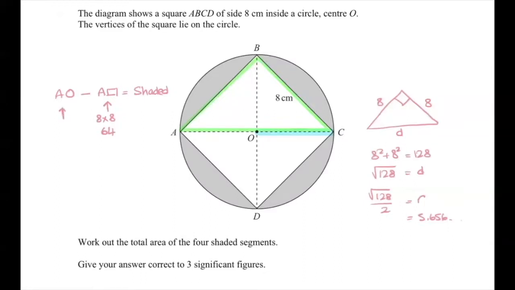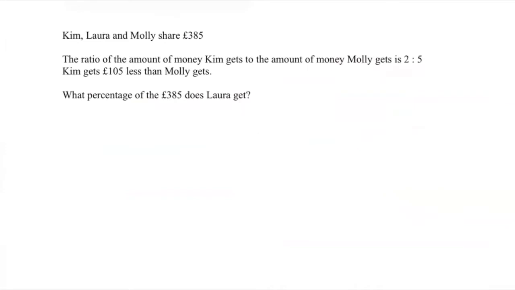So the area of my circle, which is pi r squared, is going to be pi times 5.656 squared. Get that in the calculator and you get the result 100.530, and on it goes. So I'm going to take that result. I'm going to take away the area of the square that we found earlier, 64, and that is going to give me my shaded 36.53, and on it goes. To 3 significant figures, that is 36.5.